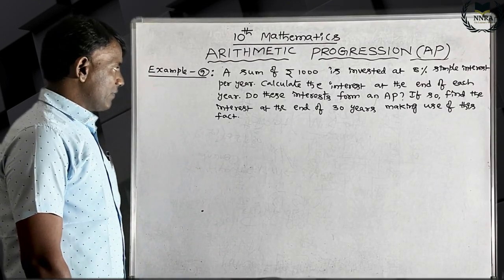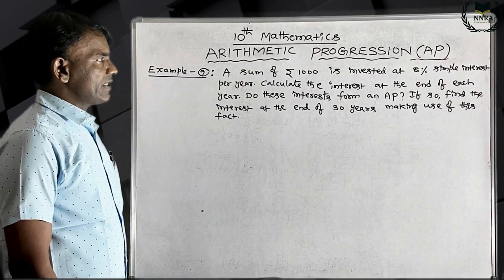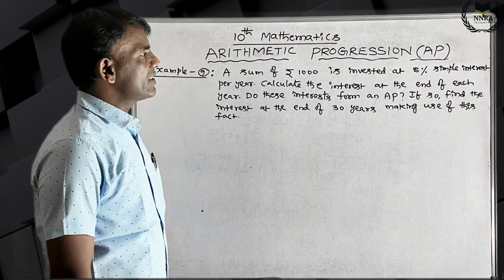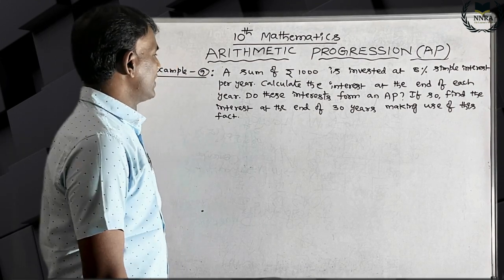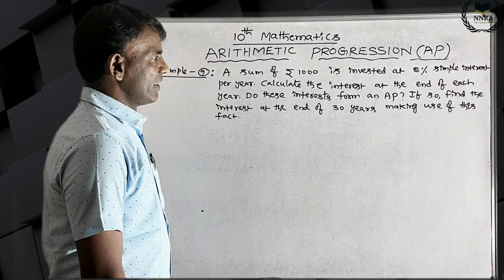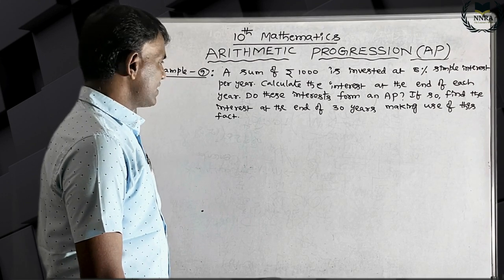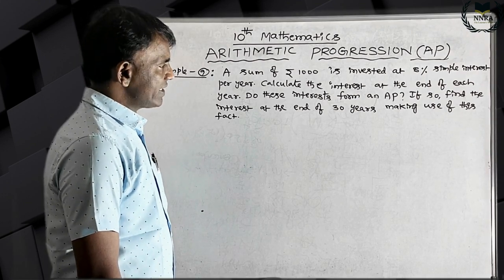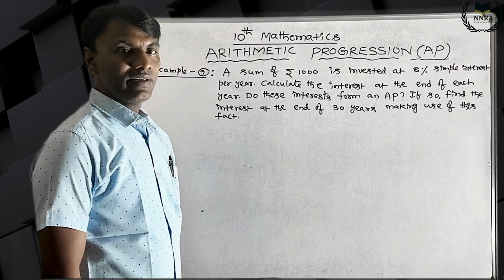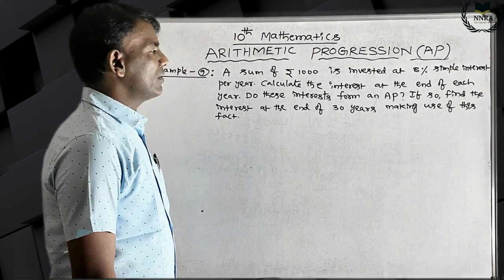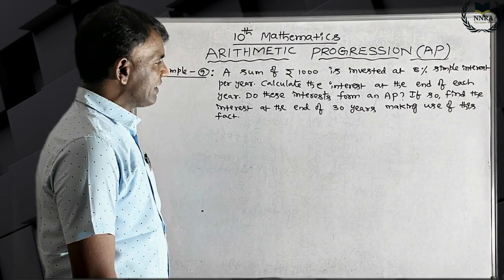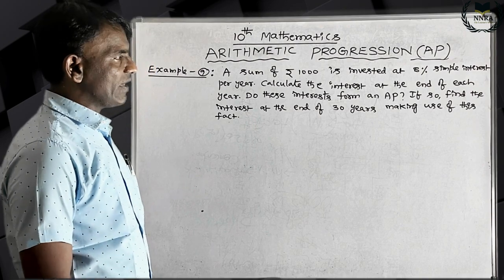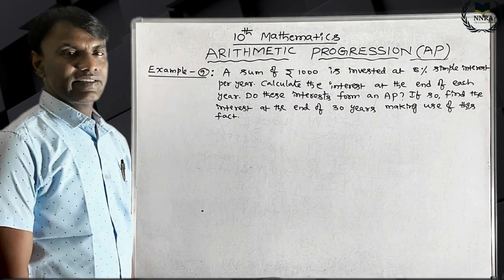Okay, now example number 9. A sum of 1000 rupees is invested at 8% simple interest per year. Calculate the interest at the end of each year. Do these interests form an AP? If so, find the interest at the end of 30 years making use of this fact.